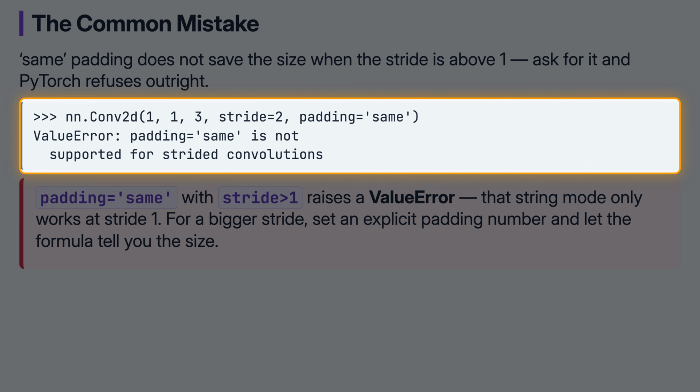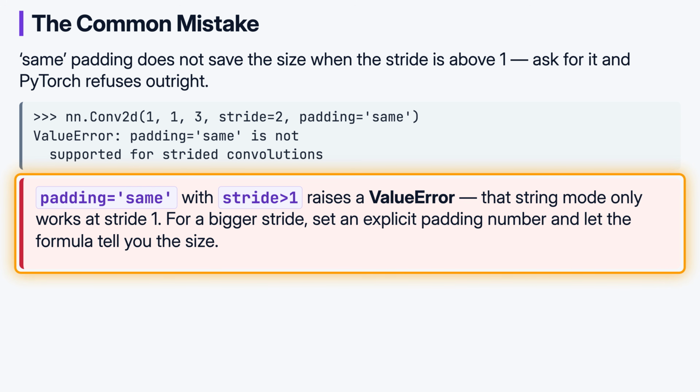This is the common mistake. Asking for padding same together with stride 2 makes PyTorch stop with an error. The rule is simple. Padding same is only allowed at stride 1. That is a PyTorch rule. For a bigger stride, set an explicit padding number and let the formula tell you the size.